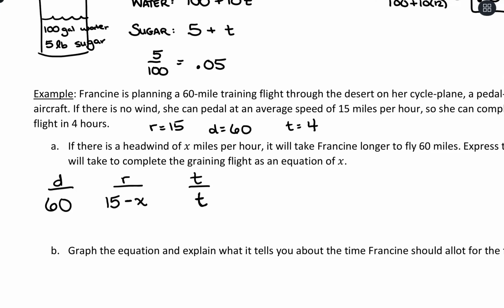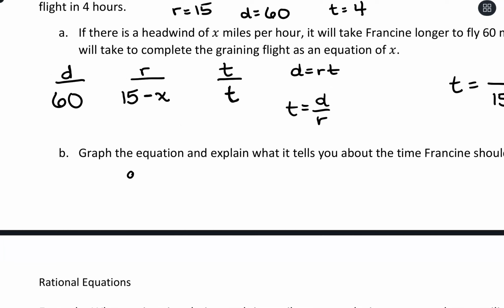So graph the equation, explain what it tells you about the time Francine should allot for the flight. Allot more time for stronger headwinds. And with those headwinds, the time gets bigger and bigger as we get closer and closer to headwinds of 15 miles per hour.